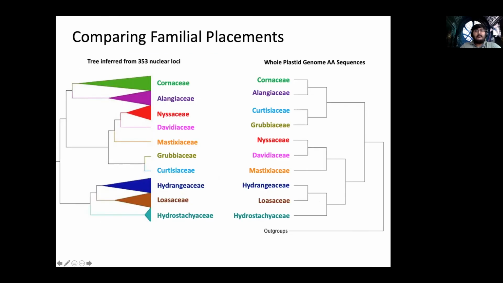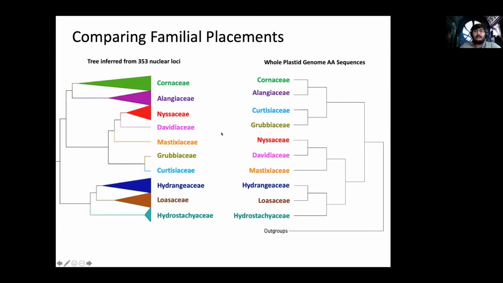So now let's compare familial placements with my tree inferred from 353 nuclear loci versus the Botany 2019 tree, which was inferred from whole plastid genome amino acid sequences. So here we can see a majority of the clades are being preserved, such as the Cornaceae Langiaceae clades, the Nisoids, the Grubiaceae Cartesiaceae clades, and the Hydrangeaceae Losaceae and Hydrostachyaceae clade. And additionally, we're seeing that the Hydrostachyaceae in both trees is being placed in the Cornales.